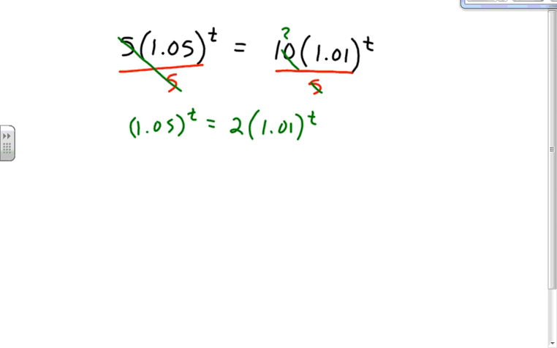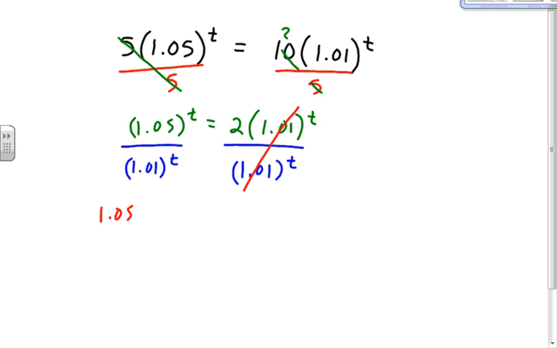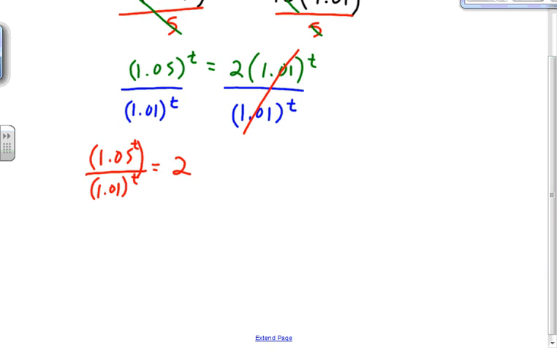Then we can divide both sides by 1.01 to the t, which of course cancels out. And then we're left with 1.05 to the t divided by 1.01 to the t equals 2. This way is a little bit quicker in some ways because you already have your t's on the same side. The next step is a little tricky, but really it's a pretty simple application of the distributive property. So we're going to undistribute that t and get 1.05 over 1.01 to the t equals 2.